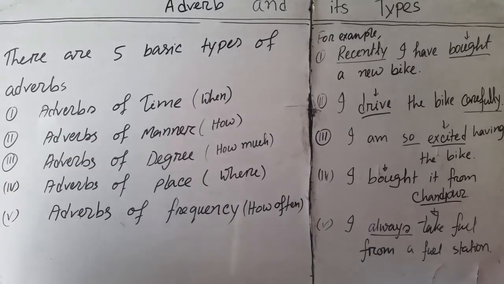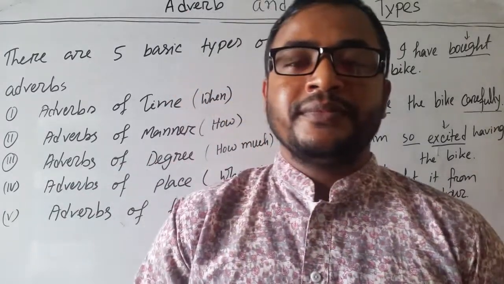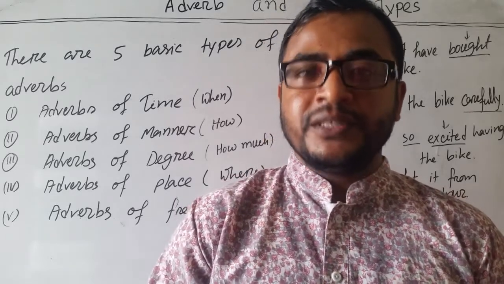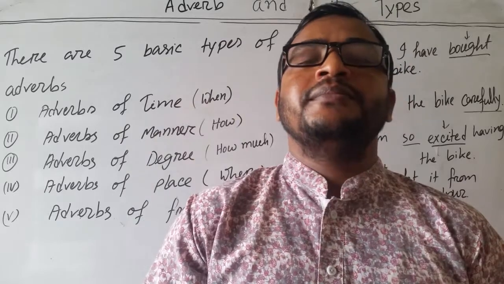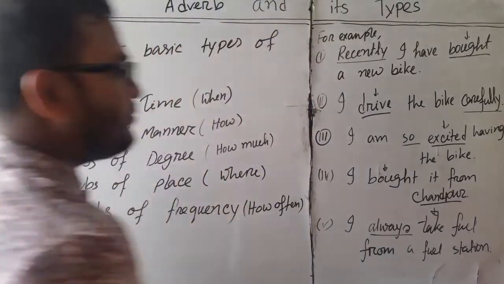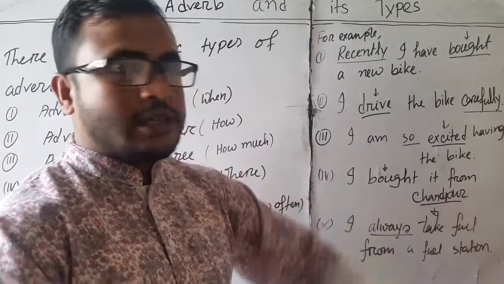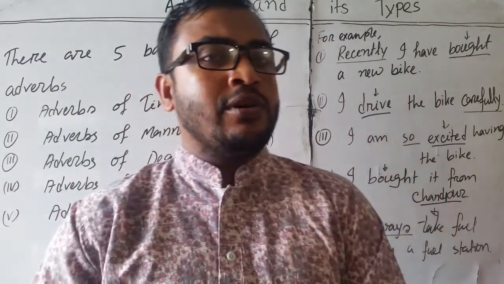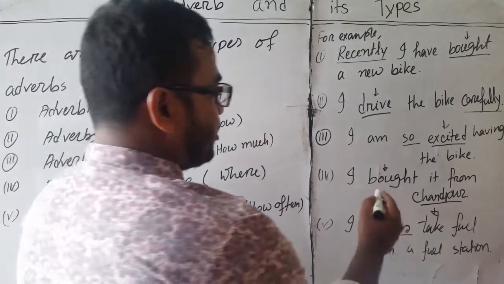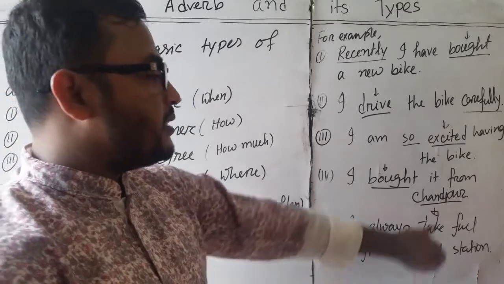And then adverb of place. Dear learners, adverb of place is an adverb that tells us about some place where the action took place. For example, I have bought it from Chatpur. I have bought it from Chatpur. So I bought it from Chatpur. Here the verb is bought, and the adverb is Chatpur.